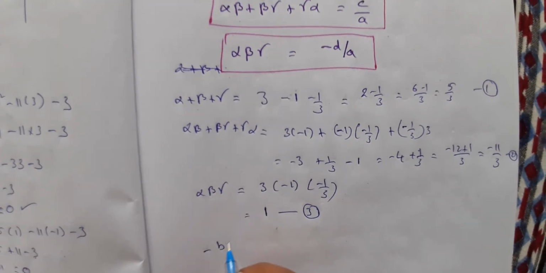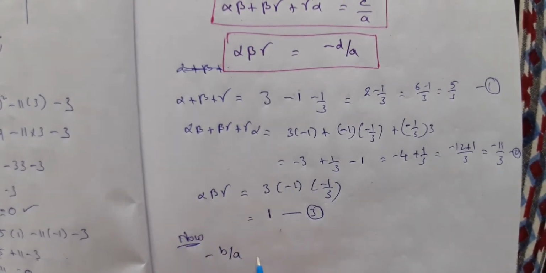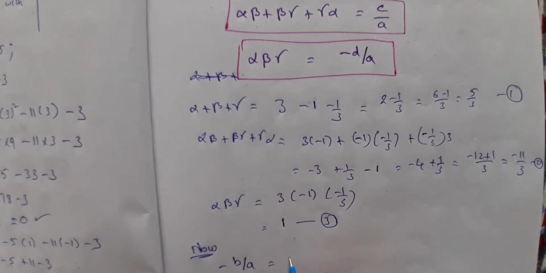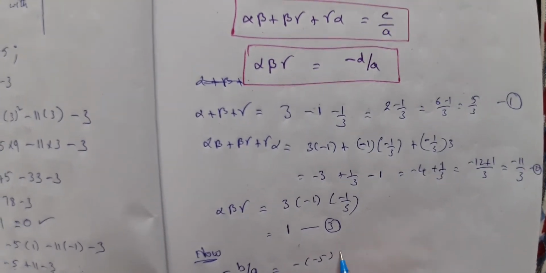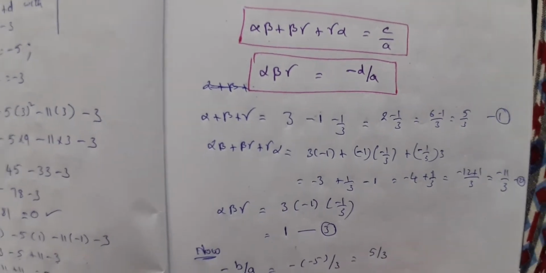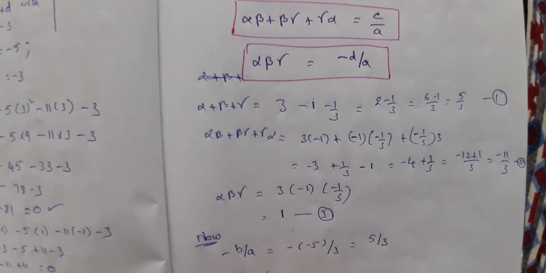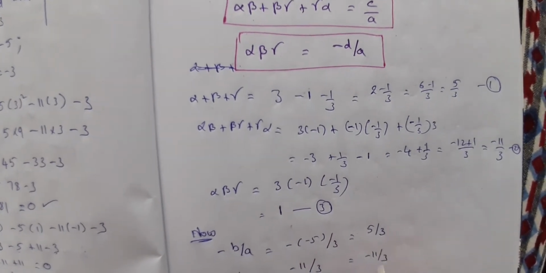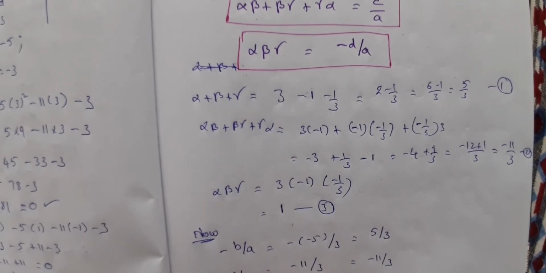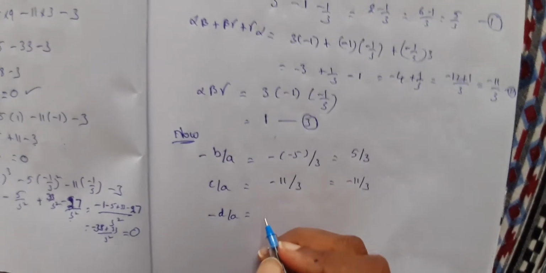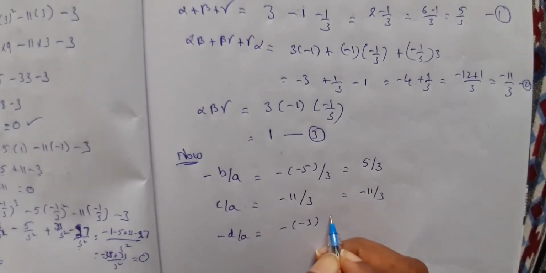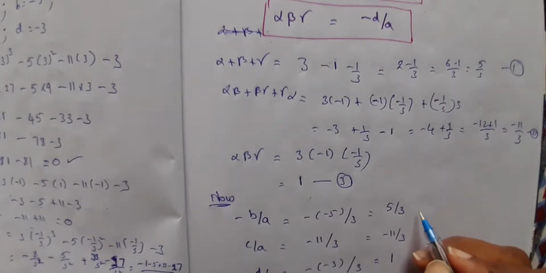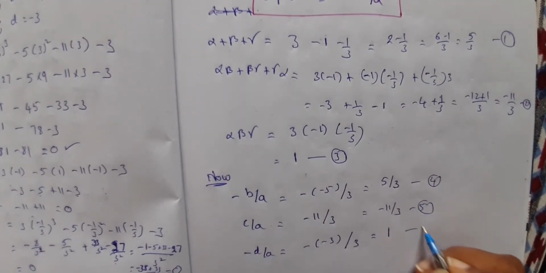So now minus b by a is equal to, so what is minus b by a? So what did we get b to be? B is minus 5. So minus of minus 5 by a is 3. So that is plus 5 by 3. And then next one is c by a. What is c? C value is minus 11, a is 3. So that is minus 11 by 3. Then finally it is minus d by a. What we have to determine? So minus d by a is equal to minus of minus 3, d by a is 3. So that 3 will get cancelled. Minus of minus, it is plus 1. So let us name these equations as 4, 5 and 6.